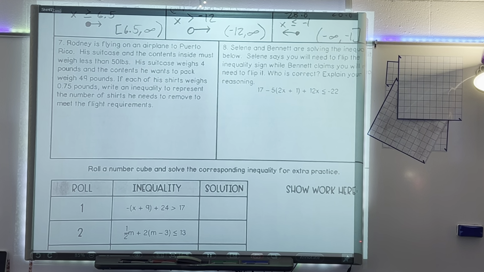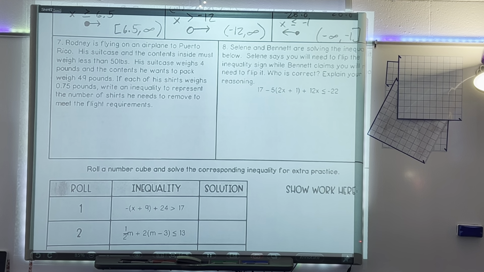Alright, this one here, Rodney's flying in an airplane to Puerto Rico. His suitcase and the stuff inside it has to be less than 50 pounds, or they're gonna charge a big fat fee. Alright, so the suitcase weighs 4 pounds. The stuff that he has currently packed weighs 49 pounds. If each of his shirts weighs 0.75 pounds, or 3/4 of a pound, they want us to write an inequality to represent the number of shirts he needs to remove so that he meets the requirement.